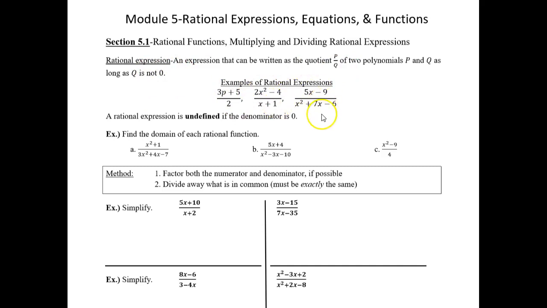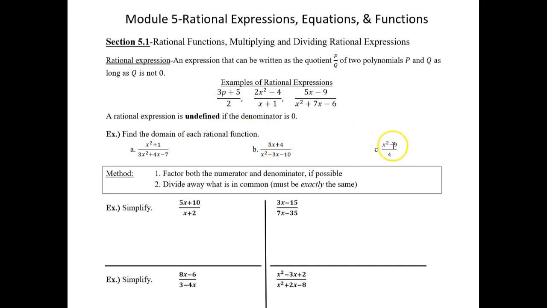So here are three examples of rational expressions. This is a polynomial divided by another polynomial. So a constant can be called a polynomial. Same thing here. In general, we usually stick with the rational expressions where there's a variable in the denominator, but a constant is also a polynomial. A rational expression is undefined where the denominator is 0.